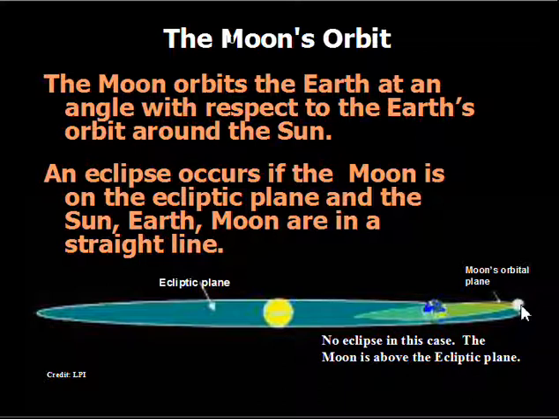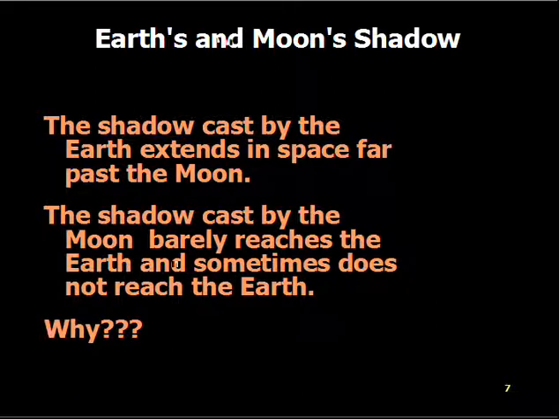Sometimes the full moon occurs when the moon is above or below the Earth's shadow that's coming out here, and we don't get an eclipse. Or for the case of new moon, the moon is below or above the ecliptic plane and does not block the sun from the Earth's point of view. So that's our situation with eclipses. We have a shadow cast by the Earth that goes out quite a long distance. A little more on that in a minute.